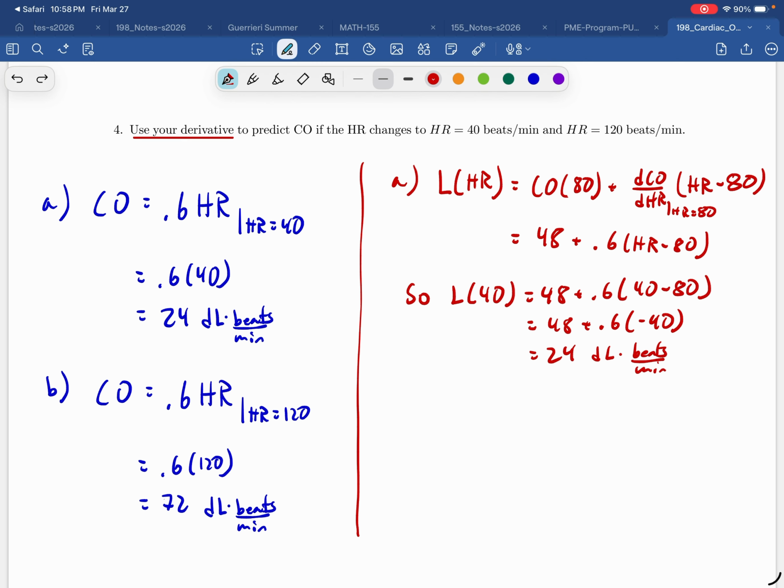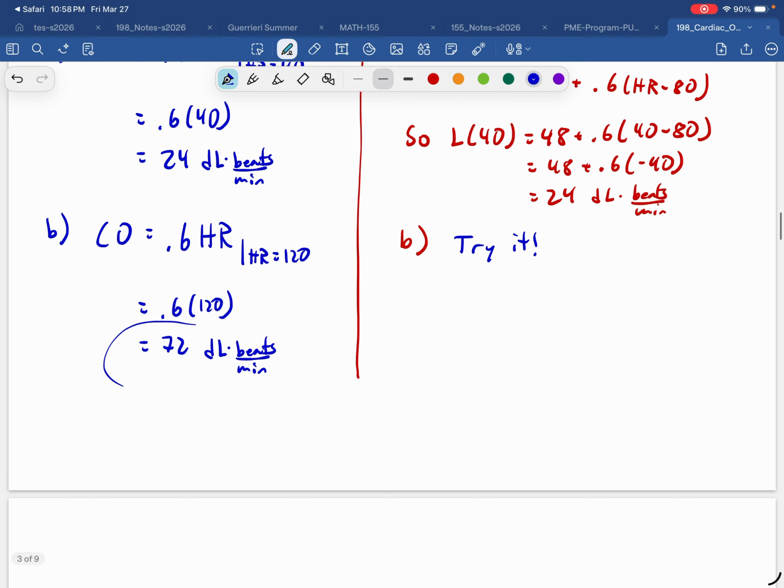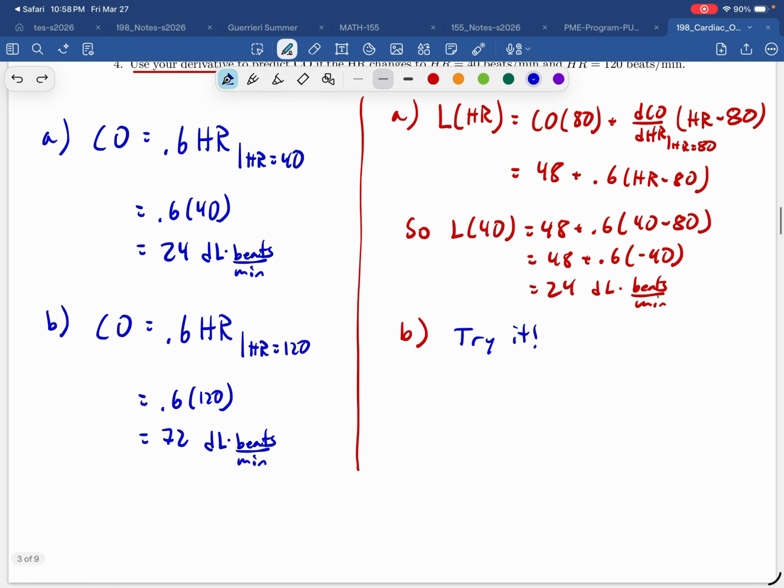Okay. And so we have a similar thing over here. I'm going to ask you to try that. Go ahead and try part B. You know what you're supposed to get. So just do the same methodology as in part A and see what you get.